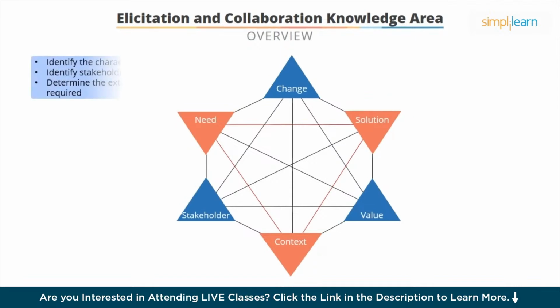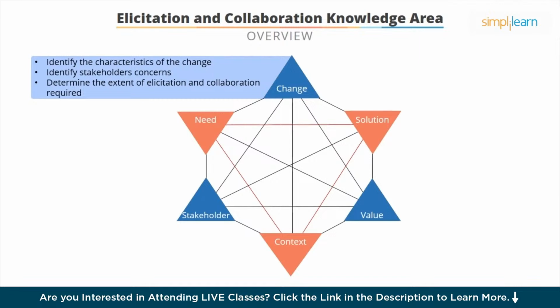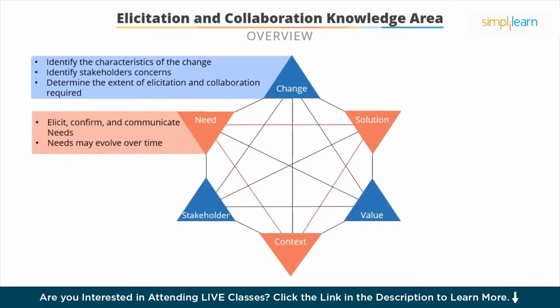The elicitation techniques are used to identify the characteristics of the change, including stakeholders' concerns. This also determines the extent of elicitation and collaboration required. Elicit, confirm, and communicate needs. Elicitation is iterative and incremental. The understanding of the needs may evolve over time.